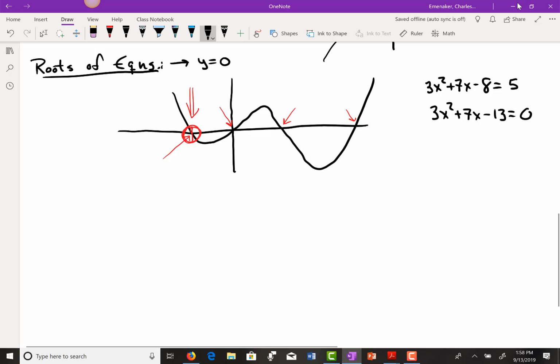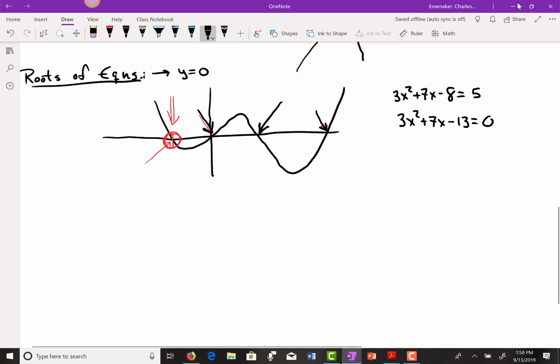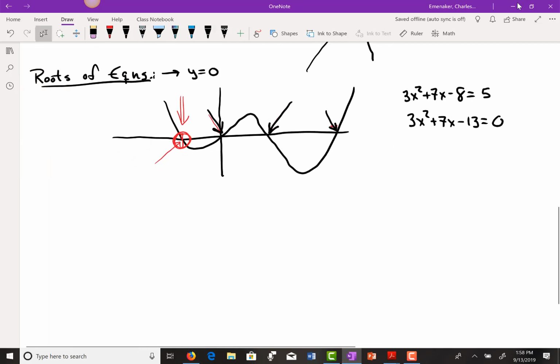It is. But when you say it's equal to 0, that also means you're shopping for what as far as the graph goes? If it equals 0, you're shopping for locations where the graph intersects the x-axis. Does that make sense?